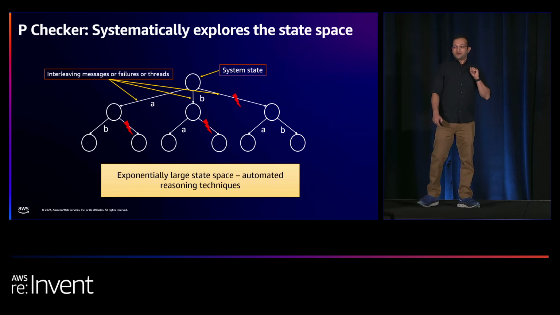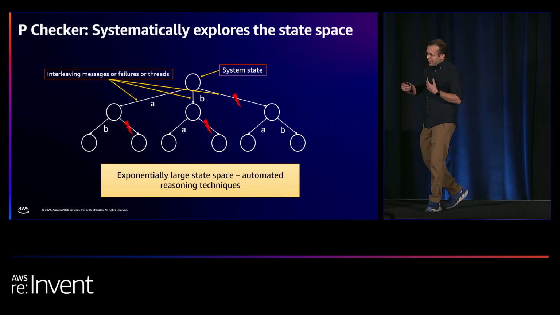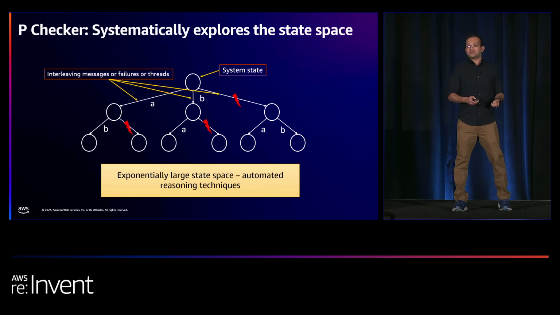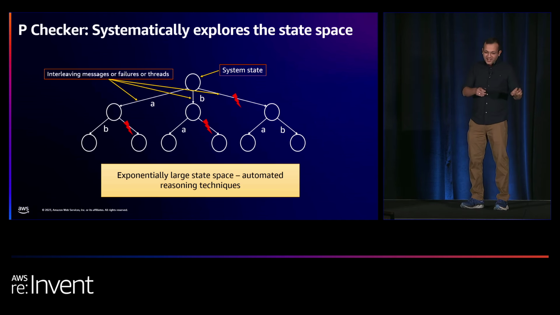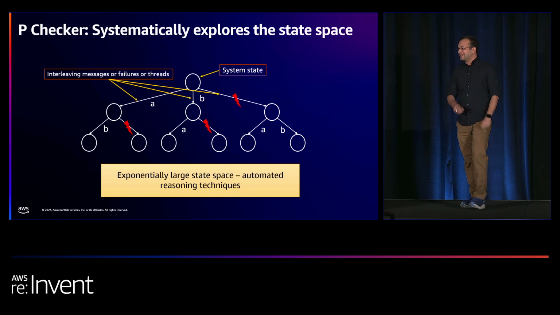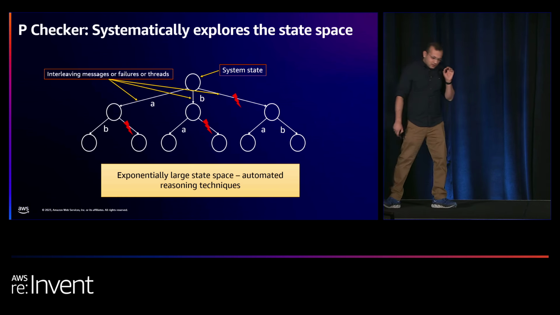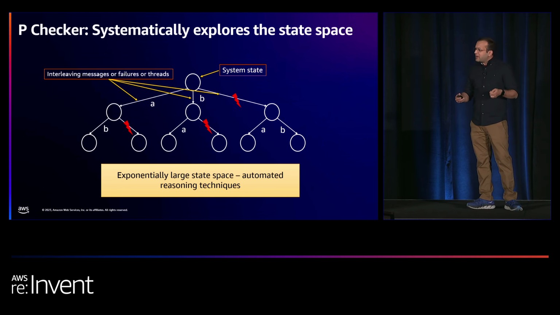And that's where the magic of automated reasoning and math comes in: the backend checker, which uses all these techniques to scale analysis of complicated distributed systems. That's where the mathematical part comes in, and that's the backend checker for P.